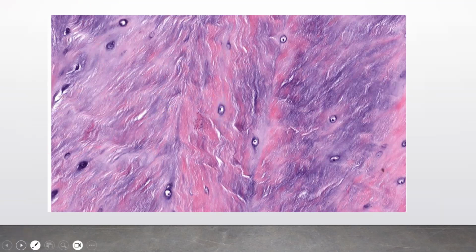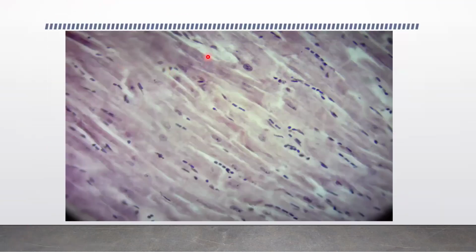For the other presentation, we can appreciate the presence of centrally located nuclei. And you can appreciate the striations and the branching pattern that is present. Then you can also appreciate that these nuclei are not found on the periphery, and also they're not flattened.